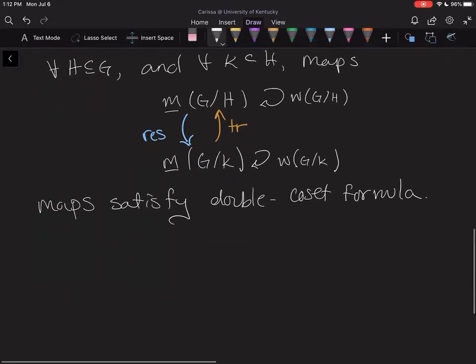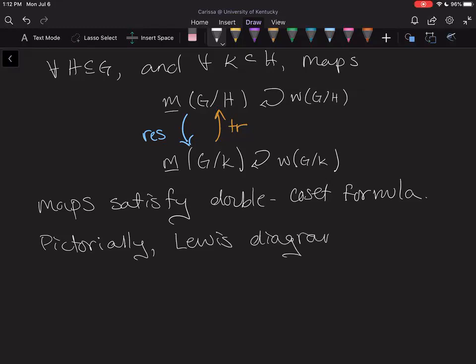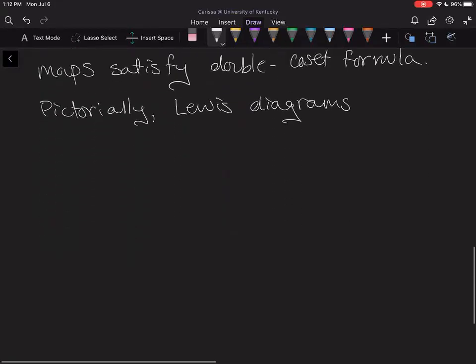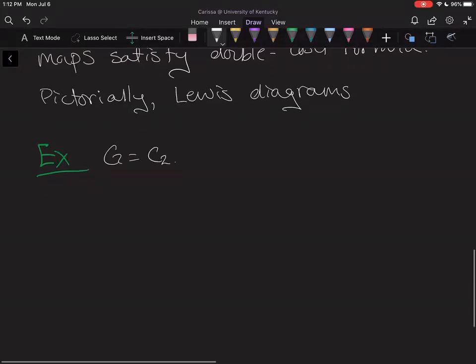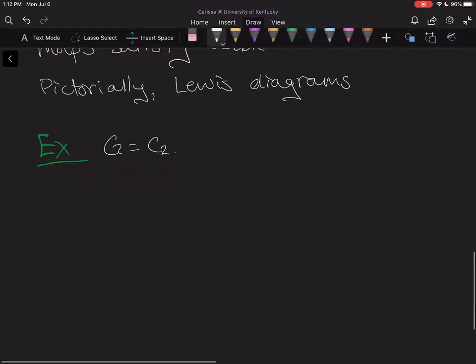Pictorially, they're usually represented using Lewis diagrams, which I will give you an example of in a moment. Right, so we're going to set G to be C2. And then the only Mackey functors for today are going to be little f, capital F, and little g.